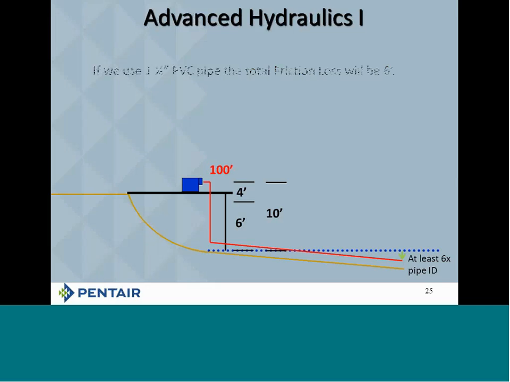Now remember, if we leave it at 1 1/4, our friction loss is going to be 6 feet per 100. So, again, if we do our multiplication here, we take 100 feet of pipe, which is 6 feet, plus our vertical distance, which is now 10 feet. That's going to make your total suction lift 16 feet. Now you've got a total suction lift here of 16 feet. Okay?